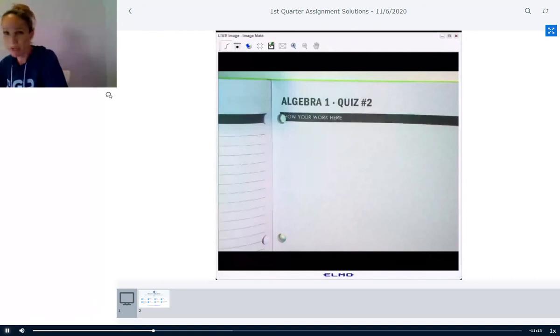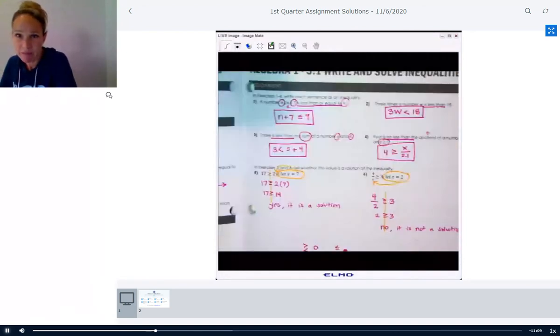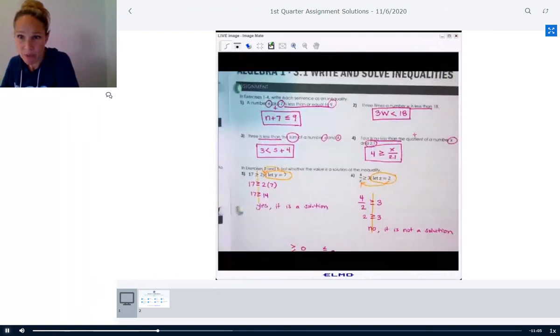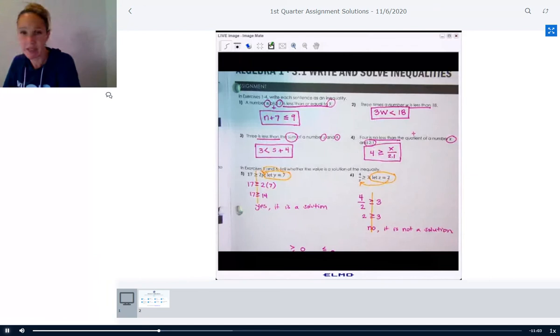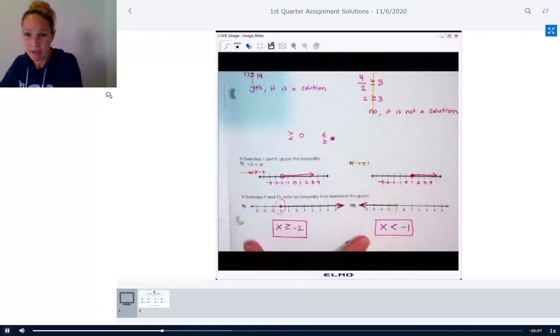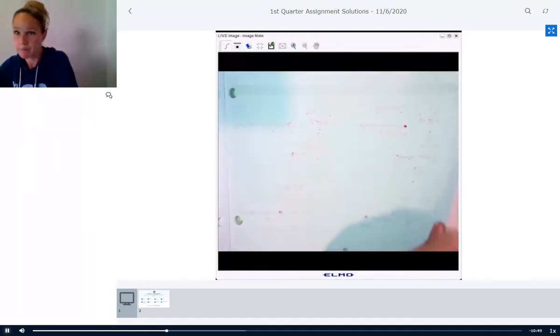Okay, now we're on to 3. So we're going to start with 3.1. Here is the work for the first half of the assignment. Move it on up. Here is the work for the second half of the assignment. It was kind of an easy one. Okay. On to 3.2.